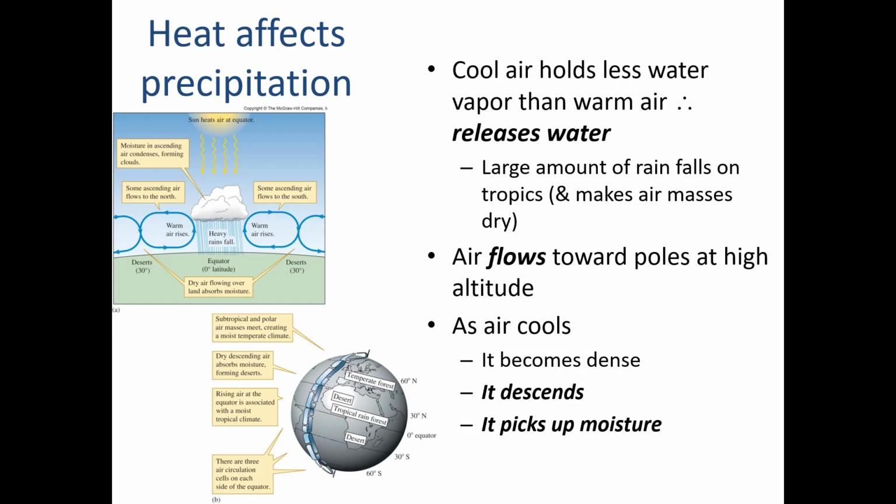Air is going to flow towards the poles from the equator because, as you saw, it can't just sink right back down. It's going to move laterally. That's going to be moving to the north and to the south. And as it cools, it has lost that moisture at the equator, and as it cools and moves, it's going to descend. As it descends, it becomes less dense. As it becomes less dense, it can pick up more moisture and it will heat up.